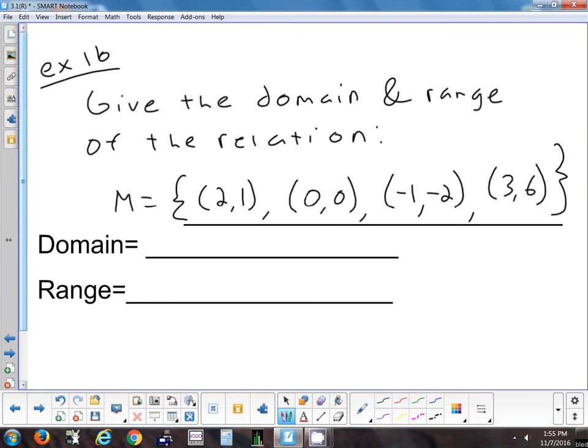So up until now, all the problems we've done, we've had the same amount of numbers in the domain and range. That doesn't always have to happen. Okay, we'll show you an example later today where that doesn't happen. Okay, so copy down the numbers in the relation. Okay, it's 2, 1, 0, 0, -1, -2, 3, 6.